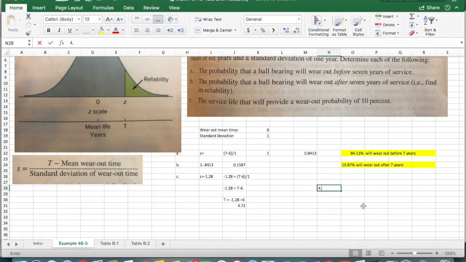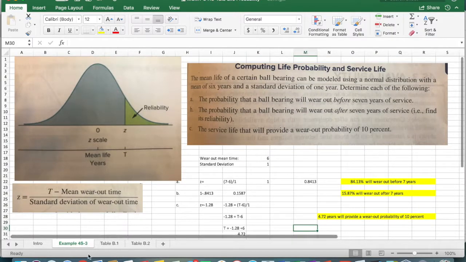So 4.72 years will provide a wear out probability of 10%. In other words, after 4.72 years, 10% of these ball bearings will be worn out.